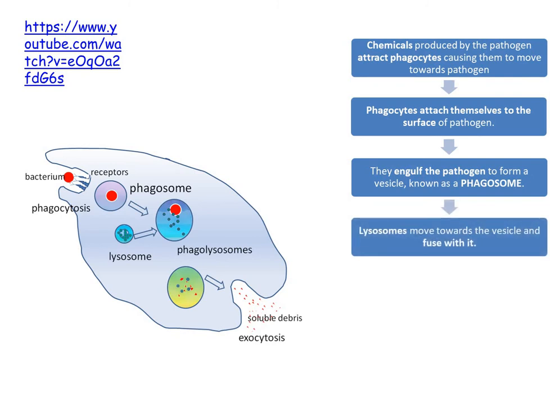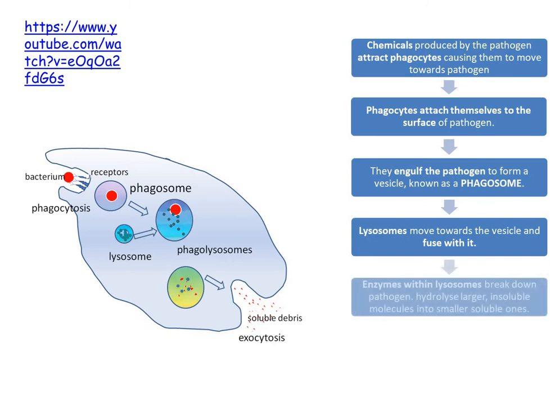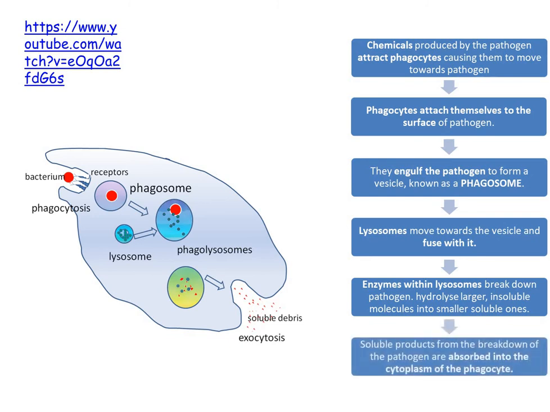Then lysosomes, which contain enzymes, move towards the phagosome and fuse with it. And when they fuse with it, they release hydrolytic enzymes which break down the pathogen, and they hydrolyse larger insoluble molecules into smaller soluble ones. The soluble products are then absorbed into the cytoplasm of the phagocyte. And what the phagocyte can then do is present the antigens on its surface.